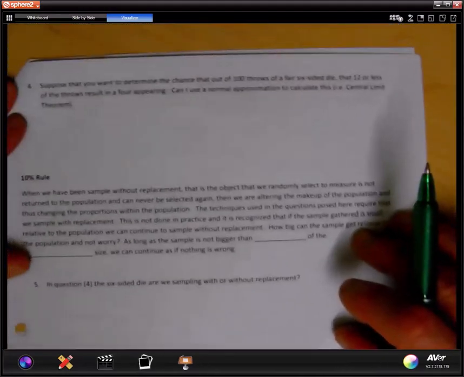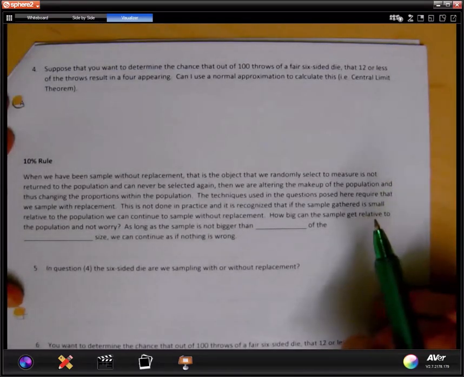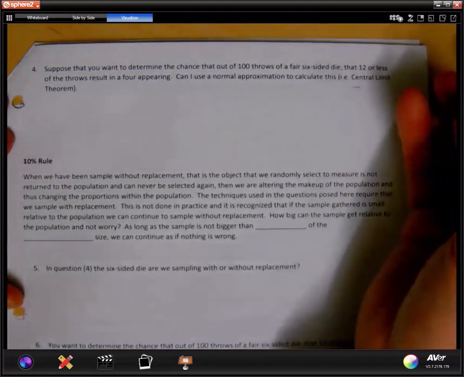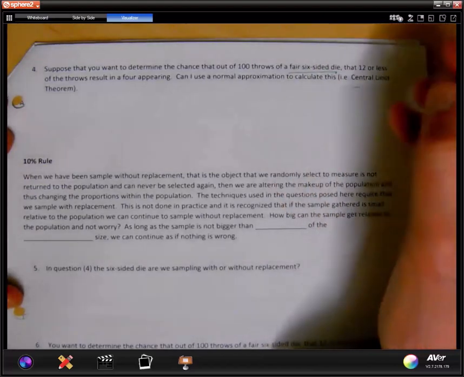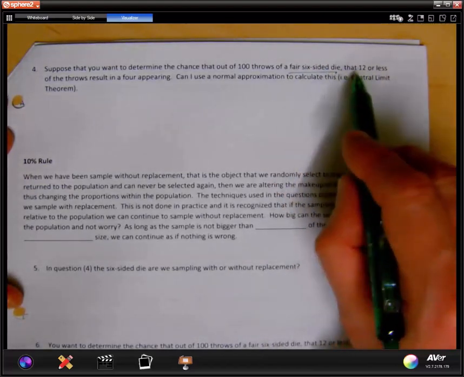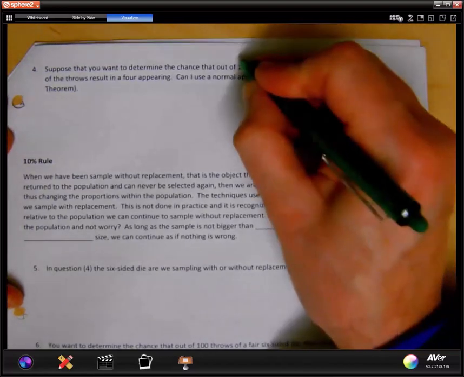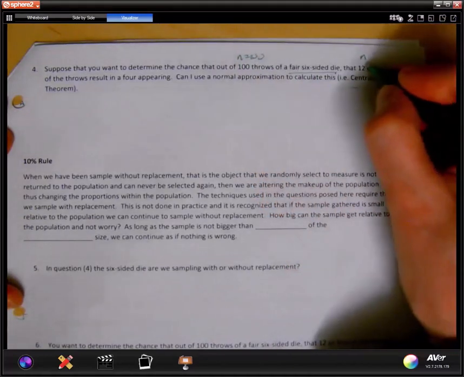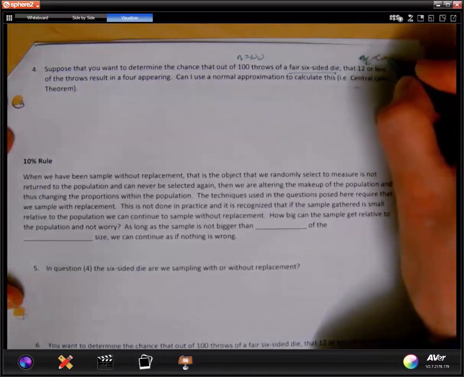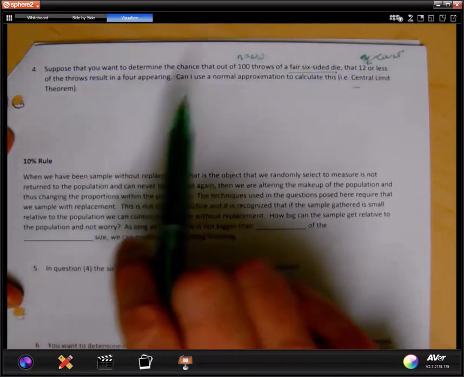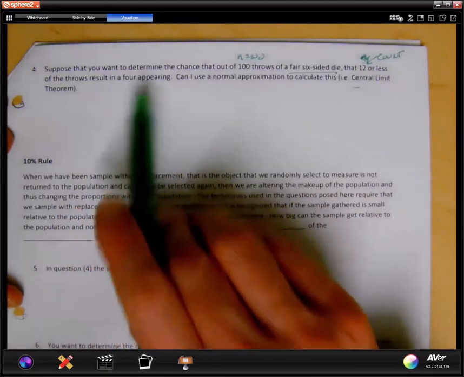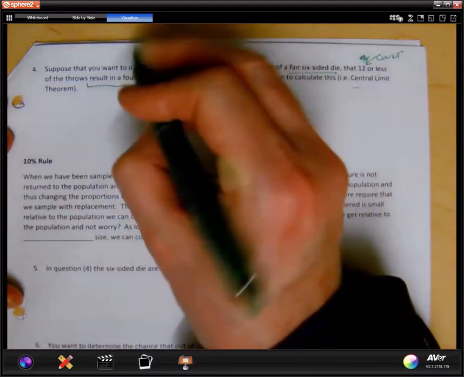Suppose that you want to determine the chance that out of 100 throws of a fair 6-sided die, 12 or less of the throws result in a 4 appearing. Can I use a normal approximation to calculate this? Can I use the central limit theorem? What is it I have? I have a fair 6-sided die. I need to determine what it is that I'm doing before I can move further. The 12 or less, that's just n. Sorry, n is 100, and this is the count, a number, like the one I mentioned earlier. The 12 or less of the throws result in a 4 appearing, so this is success.